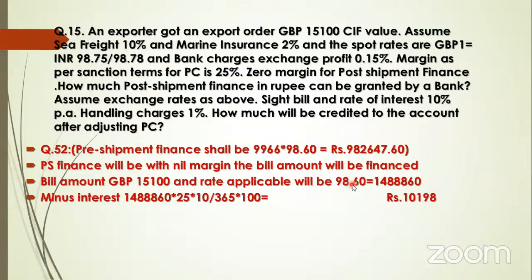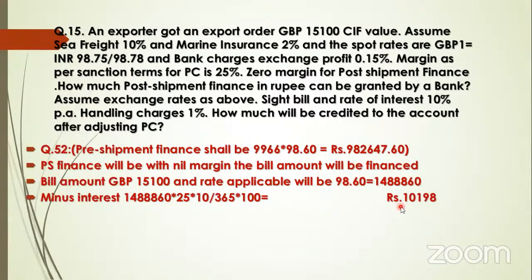Earlier question itself. The same 98. That is why I told you the exchange rates are assumed. Sometimes the exchange rate will change on the post-shipment date. Pre-shipment date, there will be one exchange rate. But in the question they have told us to assume the exchange rates are as above. That is why 98.60. Agreed, boss?